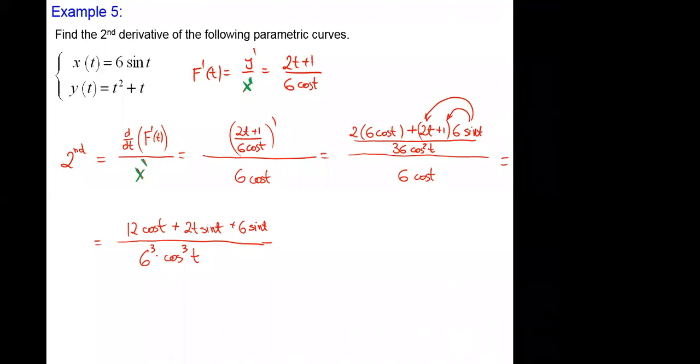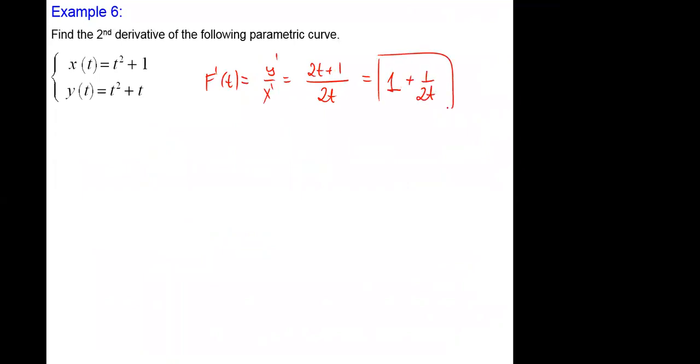And let's maybe we can do this one. First derivative, easy. Y prime, x prime. That's x prime. Y prime is 2t plus 1, and this is just 2t. And we can simplify. All right, that means this is my first derivative. Now, I can maybe write this notation.